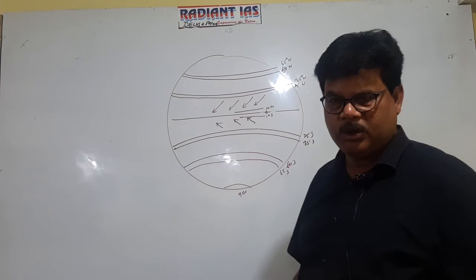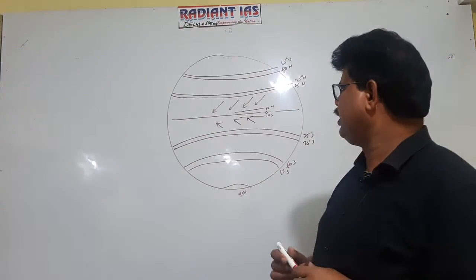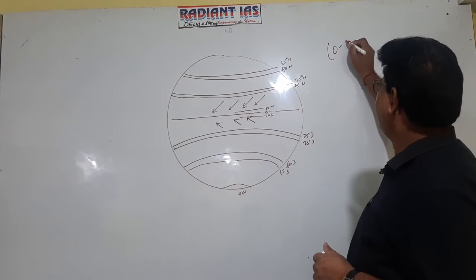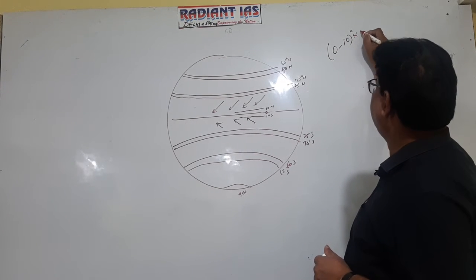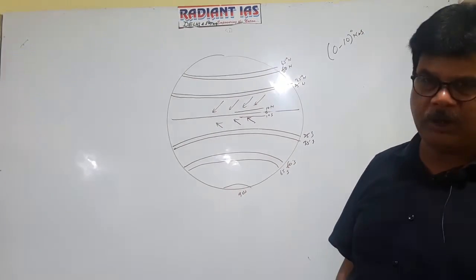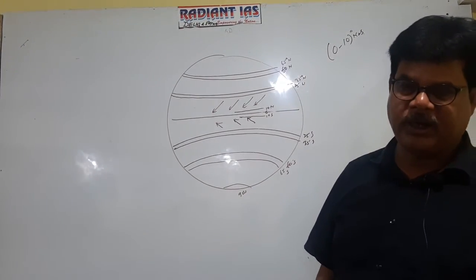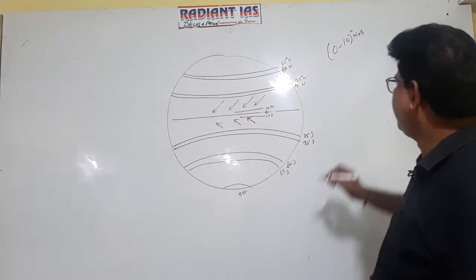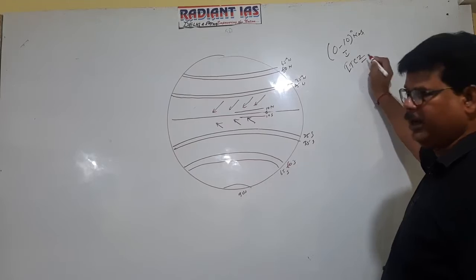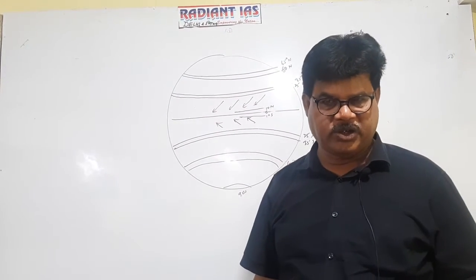Since the trade wind is the tropical wind, and both tropical winds converge along 0 to 10 degrees north and south, that's why this zone is referred to as ITCZ, the Intertropical Convergence Zone. It is clear now. What is ITCZ? It is clear now.